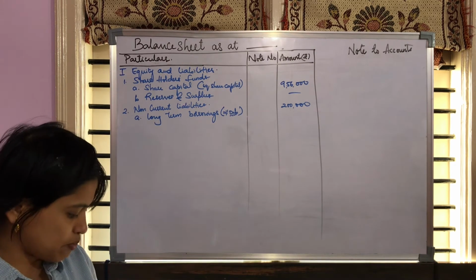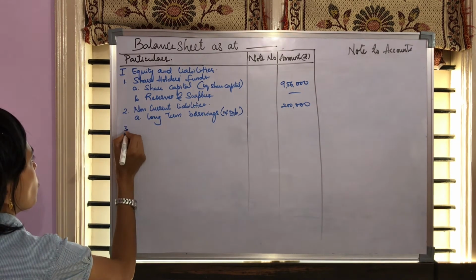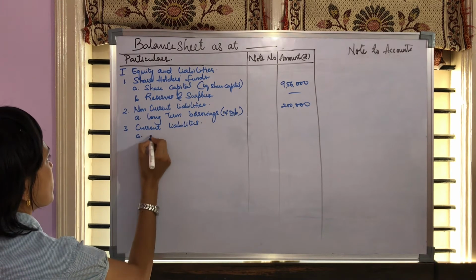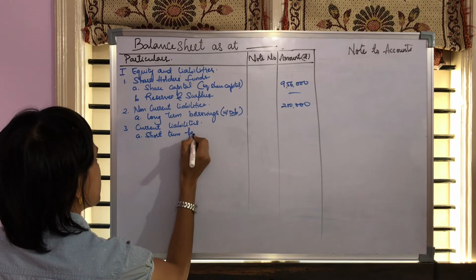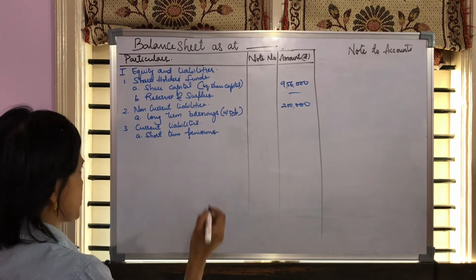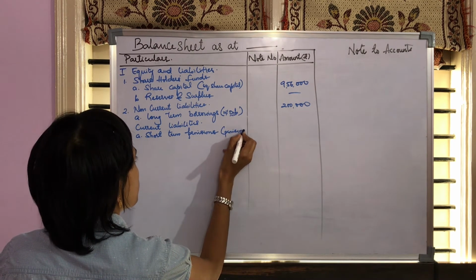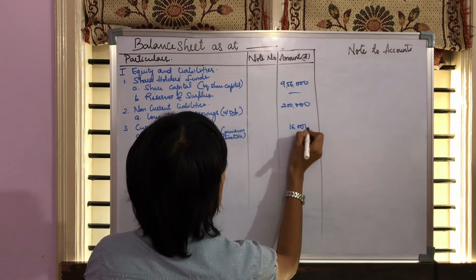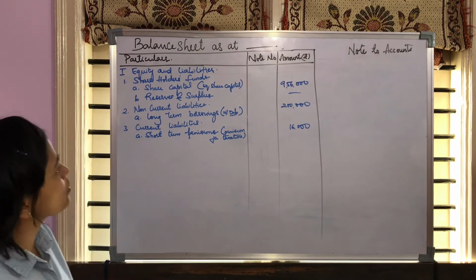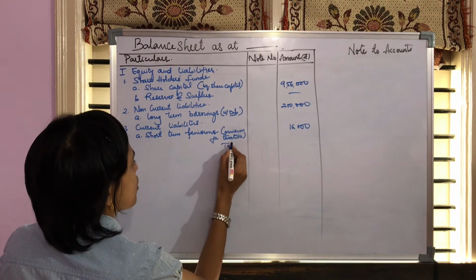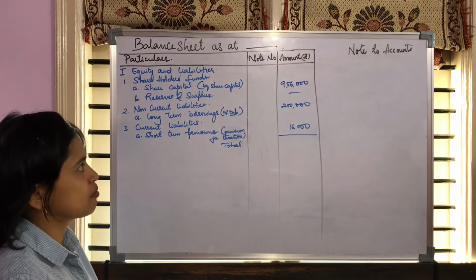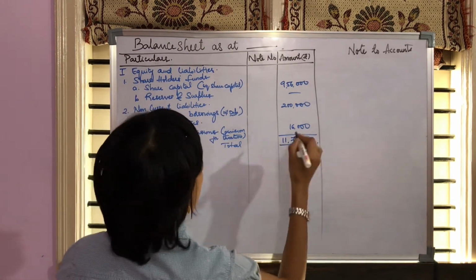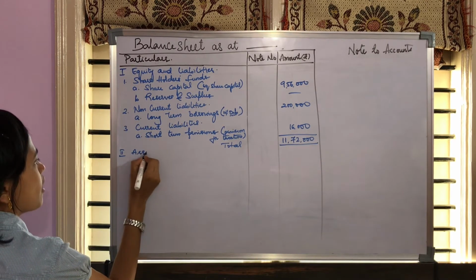The next information is with respect to the provision for taxation. So this is written under the heading current liabilities, short-term provisions. This is for provision for taxation, amount rupees 16,000. So that's it with equity and liabilities, students. Now it's time for us to do the total. 9,56,000 plus 2 lakh plus 16,000. The total is 11,72,000. Now we have to prepare the second part of the balance sheet, that is assets.